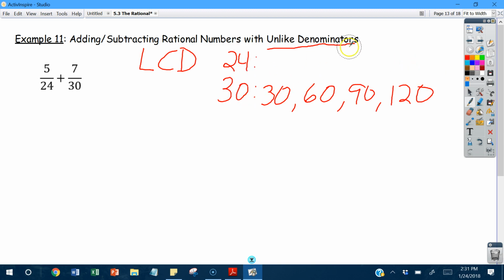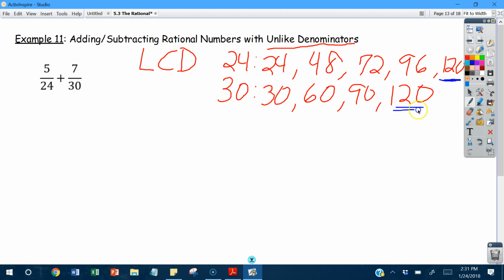So the multiples of 24 are, of course, 24, 48, 72, 96, then 120. So there it is. We found the multiple that they had in common. The first number that showed up in both rows is 120, so that's the least common multiple, also called the least common denominator because we're dealing with denominators.